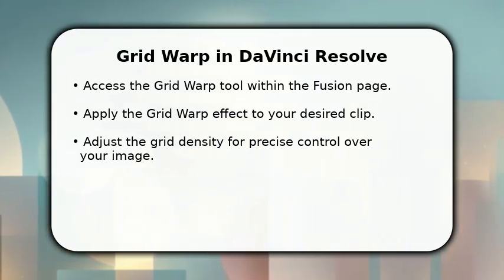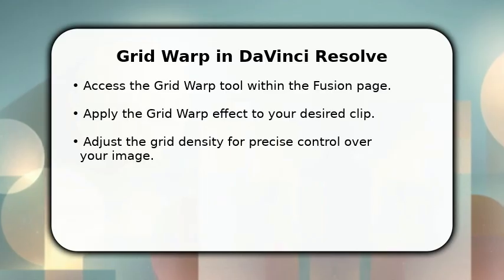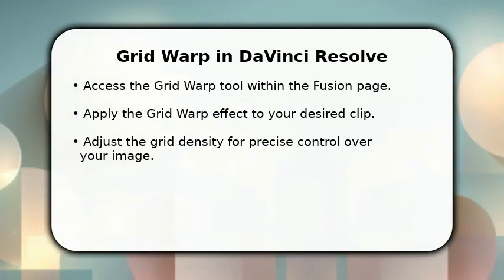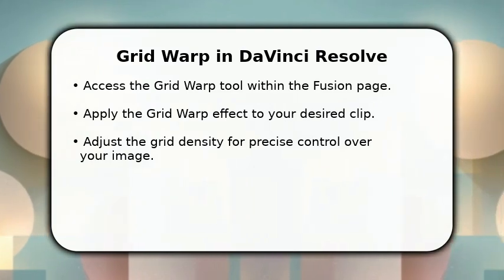You can begin by adjusting the grid's density, choosing between a 2x2 or a 10x10 grid, for example, to gain more or less control over specific areas of your image. This initial setup is crucial for achieving your desired warping effect.